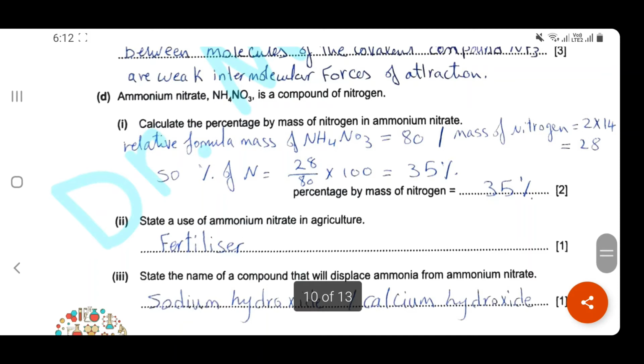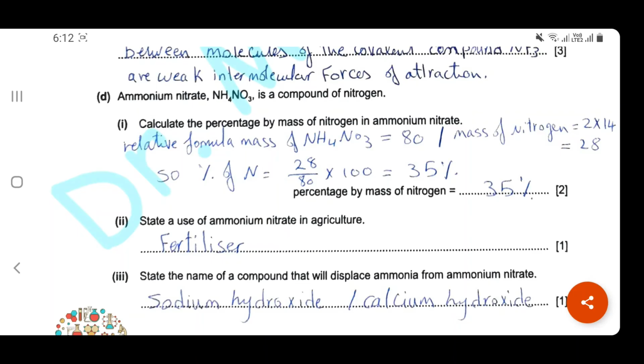Ammonium nitrate is a compound of nitrogen. Calculate the percentage by mass of nitrogen in ammonium nitrate. Here first we have to calculate the relative formula mass of ammonium nitrate, which is easily calculated. 14 for nitrogen, 4 multiplied by 1 for hydrogen, another 14 for nitrogen, and 16 multiplied by 3 for oxygen. This will be 80, the total relative formula mass for ammonium nitrate.